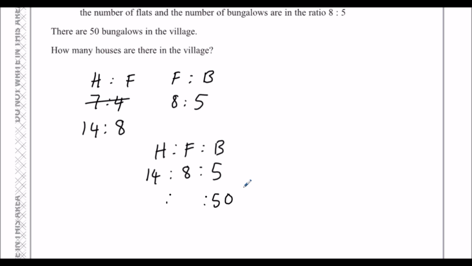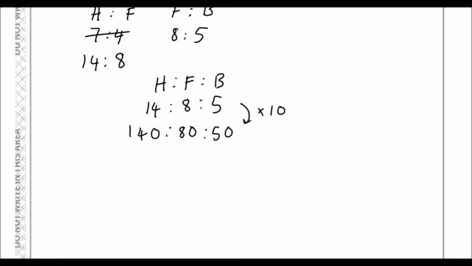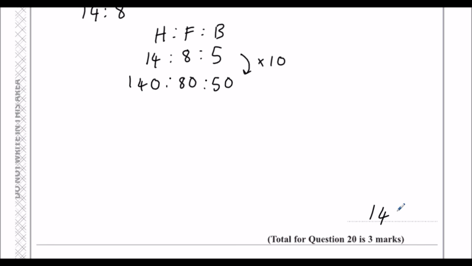To get from 5 to 50, I times by 10. So I'm going to multiply them all by 10. So 80 flats and 140 houses. How many houses are there? 140.